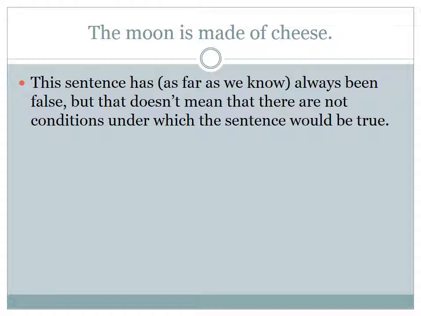Namely, if the moon really were made out of cheese, if it was just a big hunk of brie or Emmentaler or Gouda or Munster or something like that, any of the above, it would be a true sentence. The moon would be made of cheese. The fact that it isn't means that that sentence happens to be false.